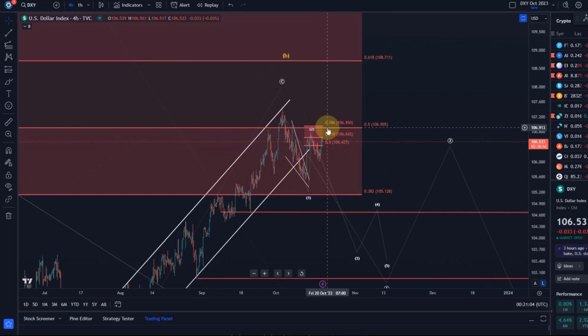And the key levels to watch for the next few days are certainly $106.95. And then also the recent high at $107.33. And the wave one low here at $105.56. That's my view about the DXY.